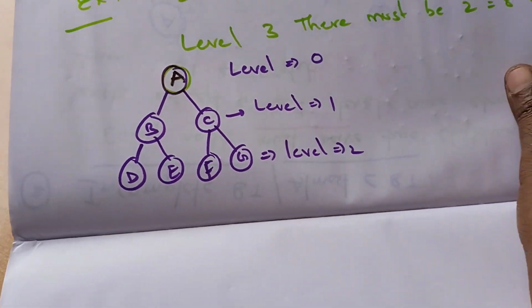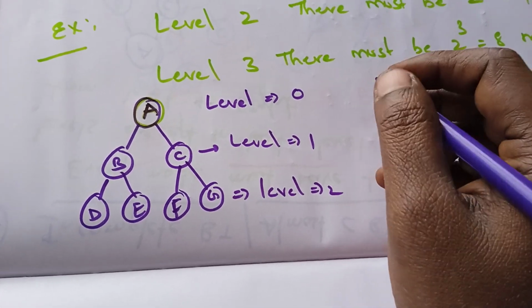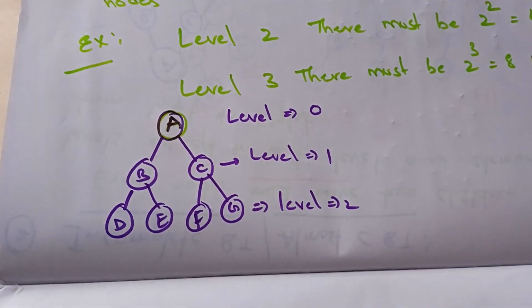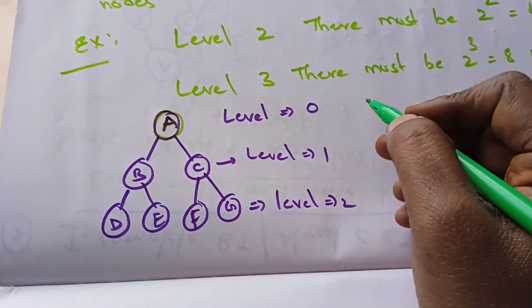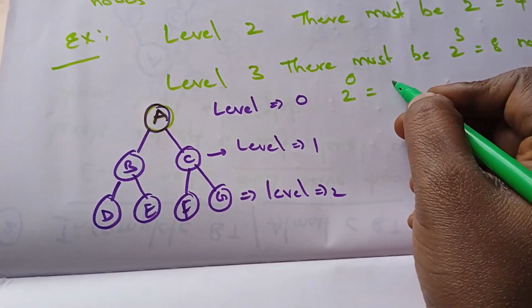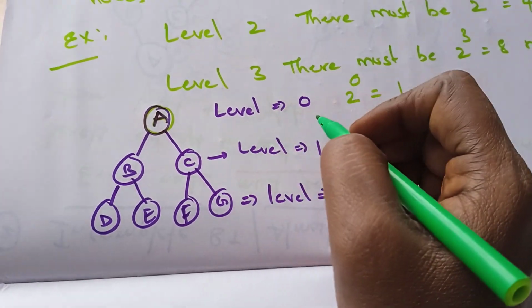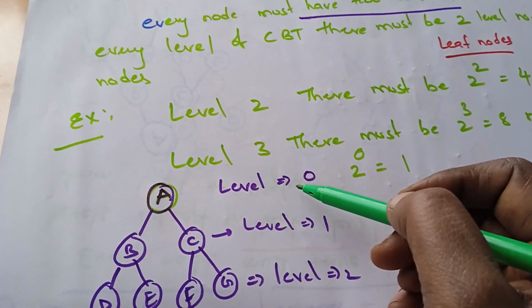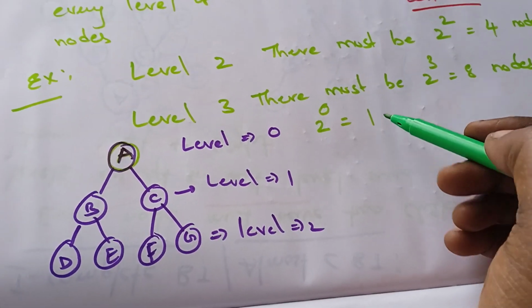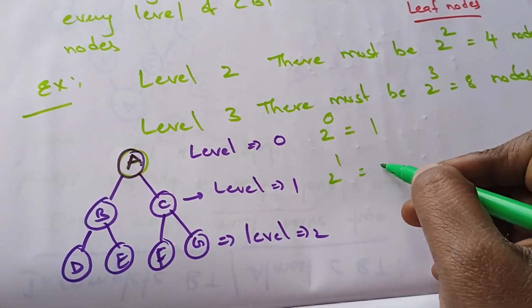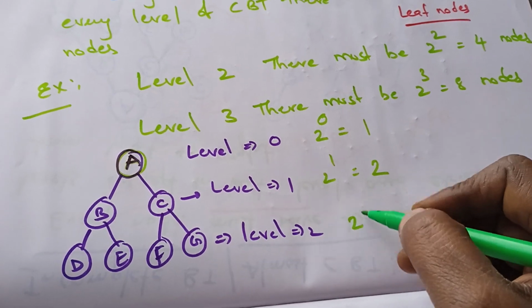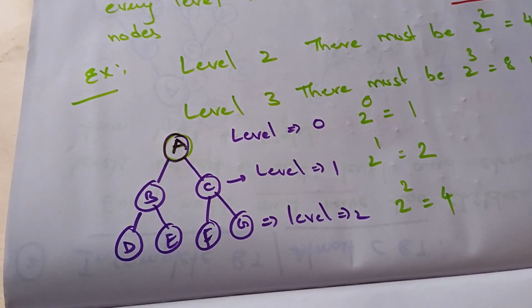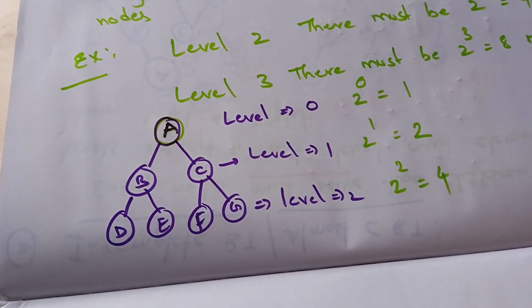Now let's see how many nodes a complete binary tree should have in each level. As the level is 0, 2 power 0 is equal to 1. So in level 0, as far as a complete binary tree is concerned, it should have one node. In level 1, it should have two nodes. In level 2, it should have 4 nodes. This is your complete binary tree.